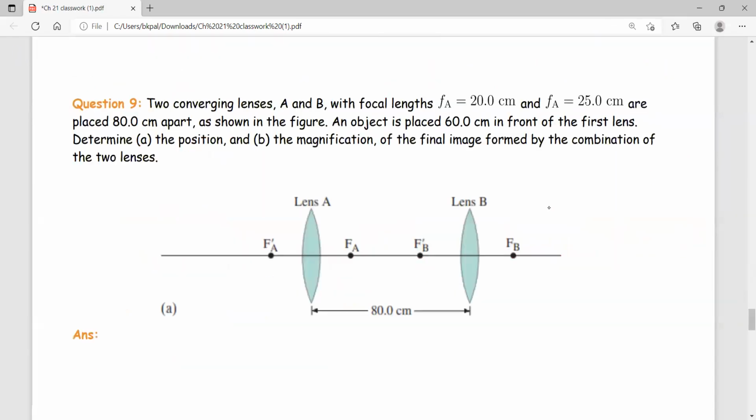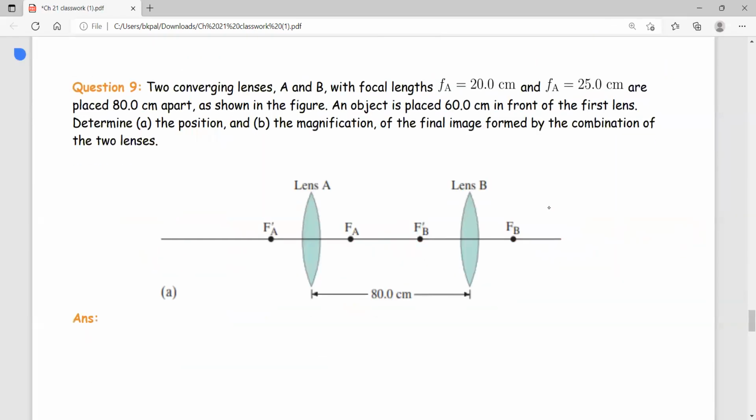Okay, so here we have the combination of lenses. Both are converging lenses, so the focal length for this one is positive, and this one is also positive. This is lens A and this is lens B. The separation between them is 80 centimeter, and the object distance for the first lens is 60 centimeter. We have to calculate the position and the magnification of the final image formed by the combination of the two lenses.